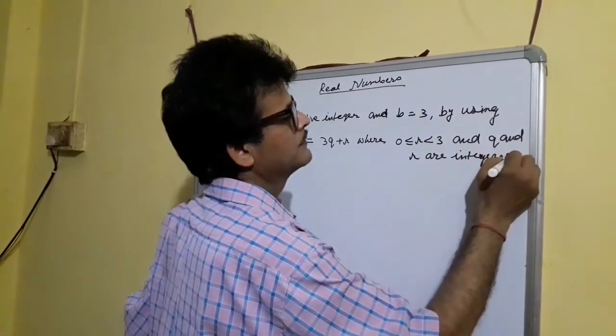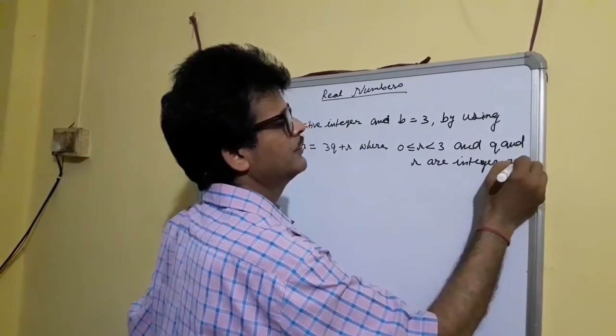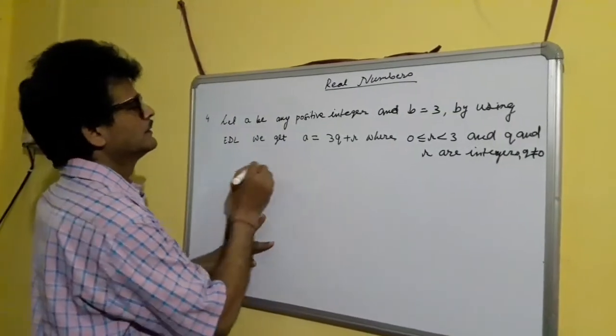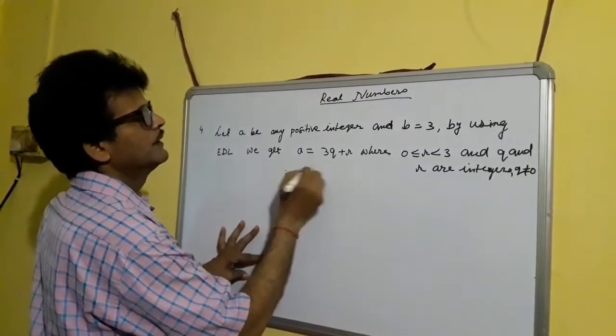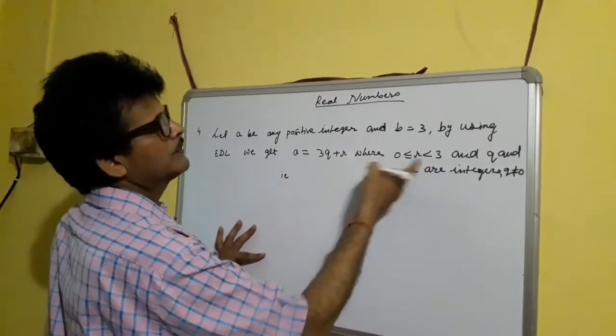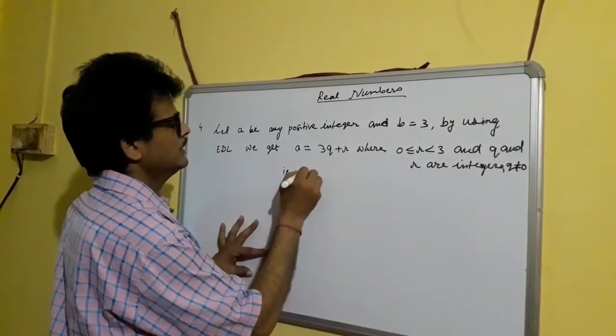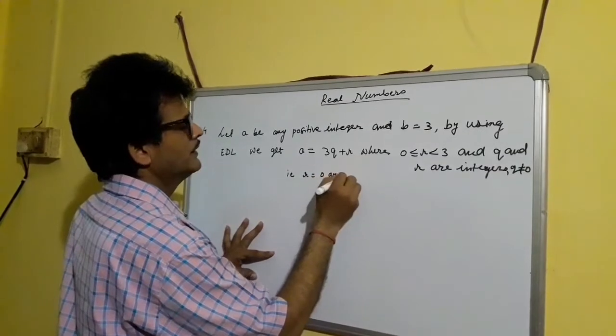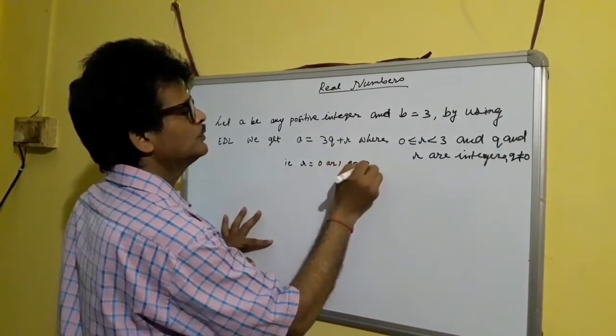Q not equal to 0. That is, how much do we get for R? What are the values of R? That is, R is equal to 0 or 1 or 2.